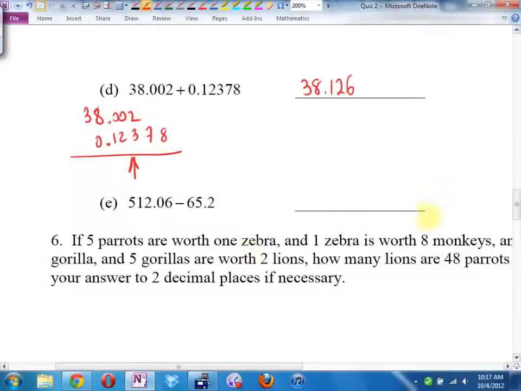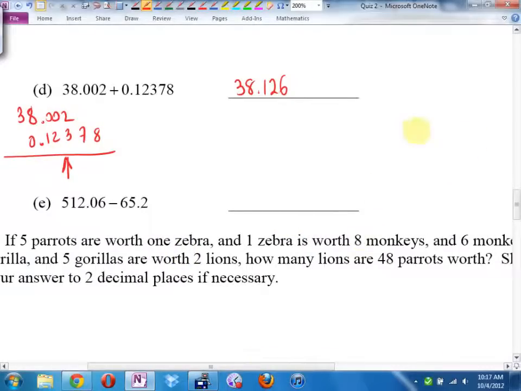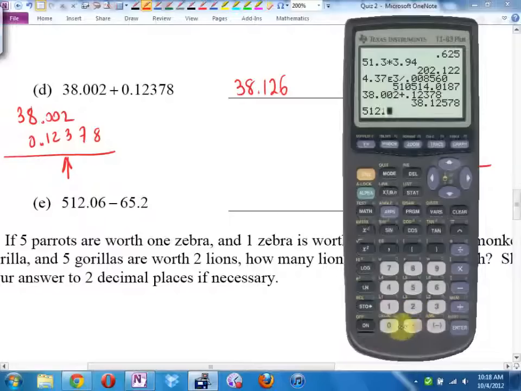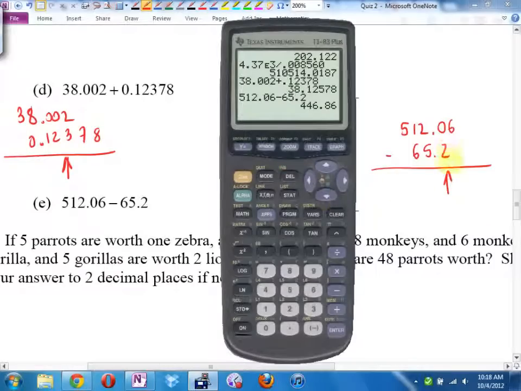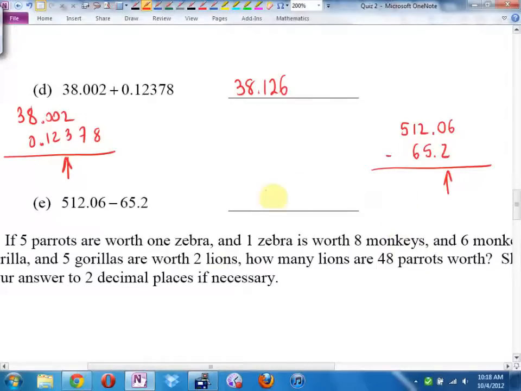Subtraction, same idea. Write it vertically. I'll do it over here. 512.06 take away 65.2. I'm going to round off right to there because that's the last place that I know all of the decimals. 512.06 take away 65.2. I get 446.86. I'm rounding off to the first decimal place. I'm rounding off right to there. 446.9? It is.